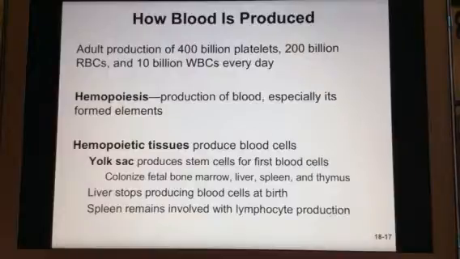So there are specific tissues where this occurs. The yolk sac produces stem cells for the very first blood cells. This is during embryonic development of a fetus. But the liver stops producing blood cells at birth, and then the spleen continues to make white blood cells, or lymphocyte production.